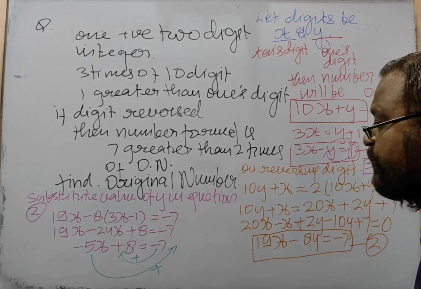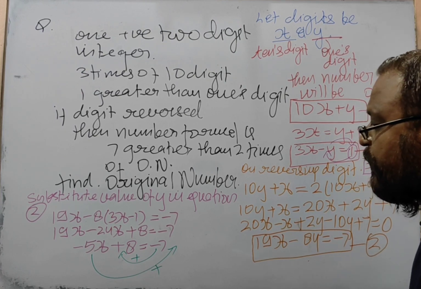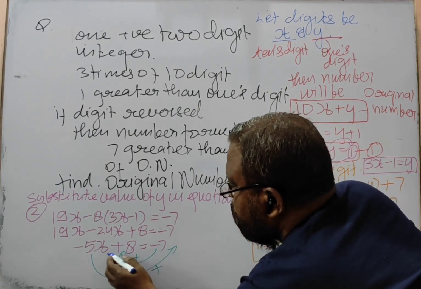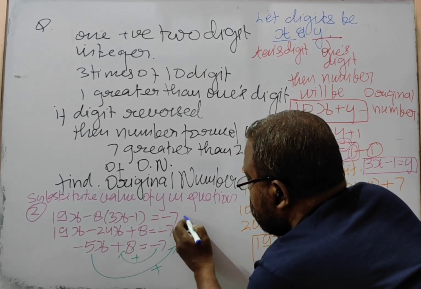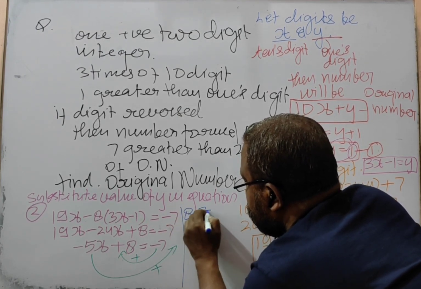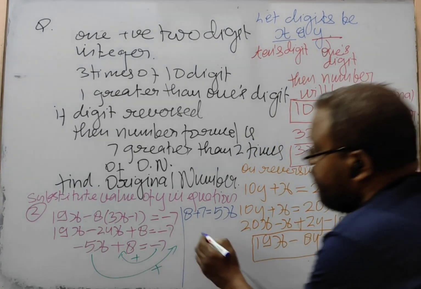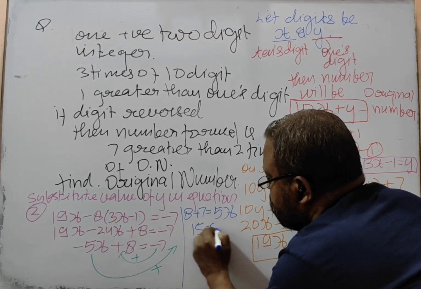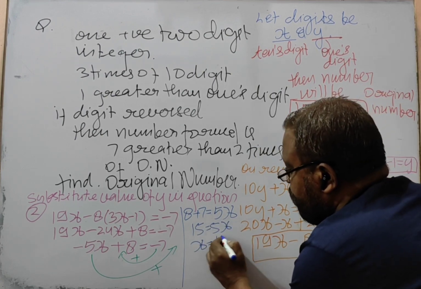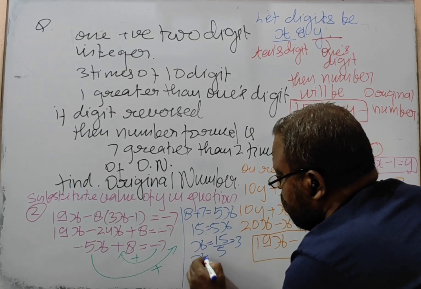So then our equation will be, the equation formed is, I bring this on this side. So we have 8 plus 7 is equal to 5x. So it is 15 is equal to 5x. So x is equal to 15 by 5, which is equal to 3. So x is equal to 3.